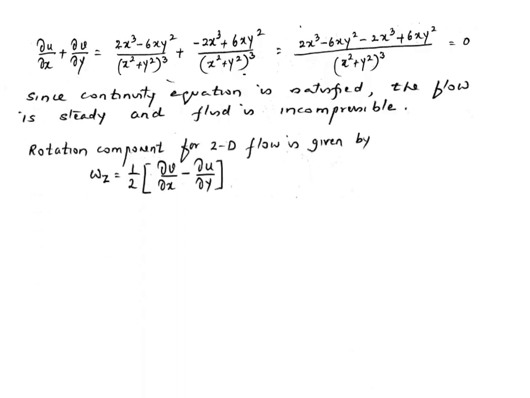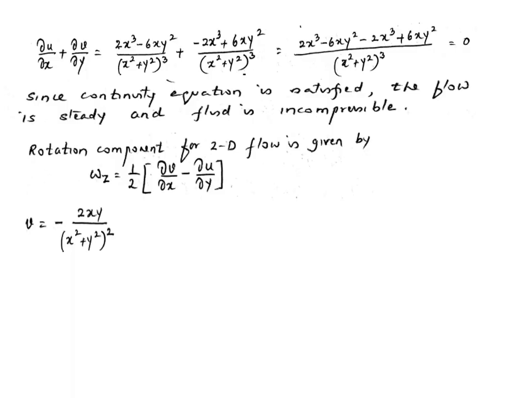We also have the rotation component for two-dimensional flow. So ωz is half into (∂v/∂x minus ∂u/∂y). Now take v and differentiate with respect to x, take u and differentiate with respect to y, and put it in this equation. If you get 0, the rotation component is 0, then the flow is irrotational.